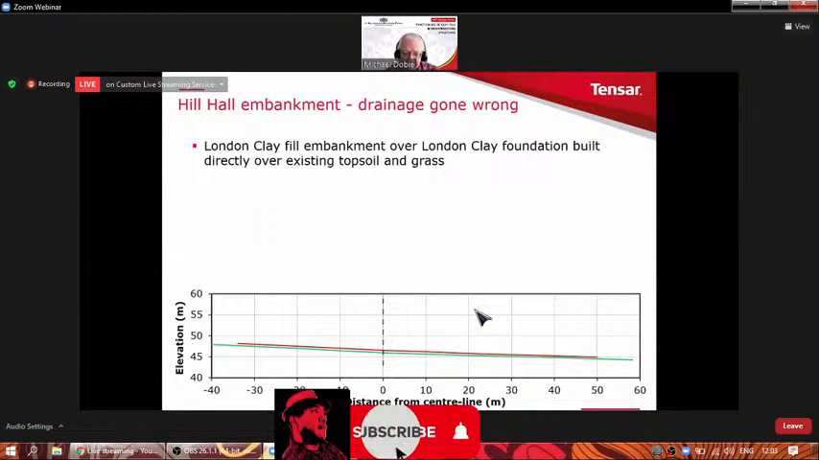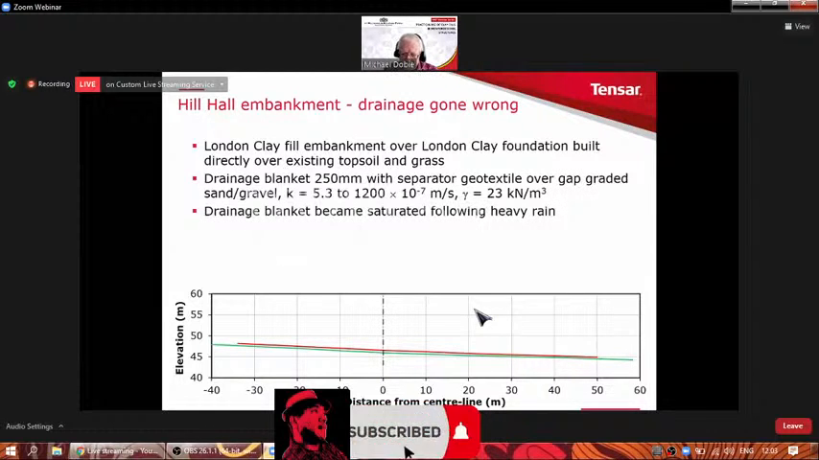The site was like this. We're looking along or down the center line of the highway, and in this particular part of the site, there was a slight crossfall from left to right. So what they did, they placed the drainage blanket directly on top of the topsoil and the grass, and in this case, the drainage blanket was not actually that high permeability. If you look at the numbers there, and almost certainly, as it sat there, it became saturated with rain.